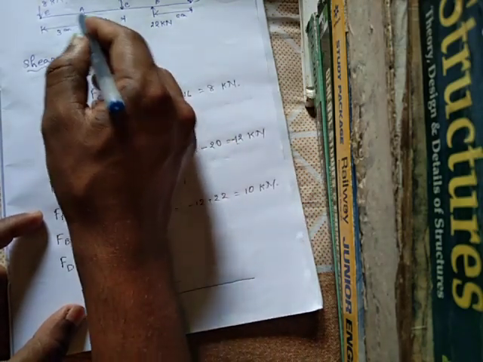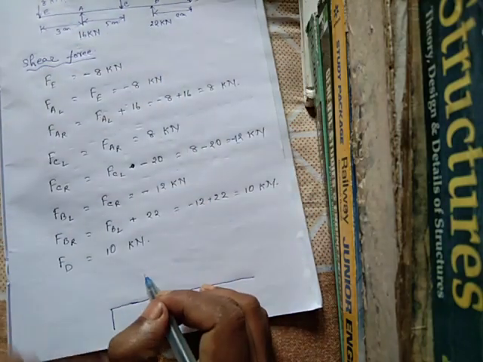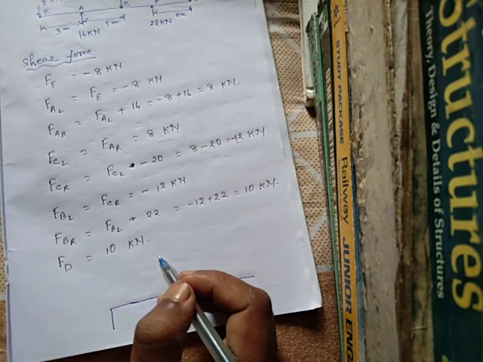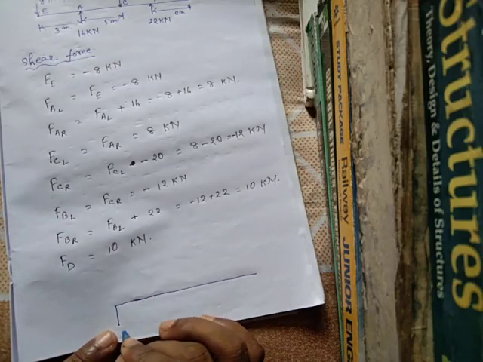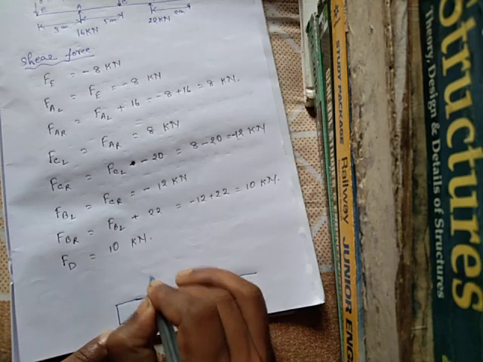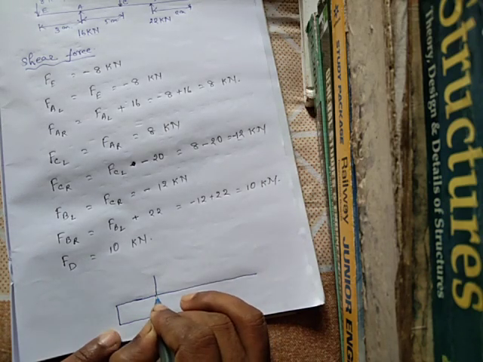The total reaction force is 16 kilonewton, which means the shear force is divided into minus 8 and plus 8. It will be balanced. The shear force at point A just to the left is minus 8 kilonewton, this is a constant value, and just to the right is plus 8 kilonewton.